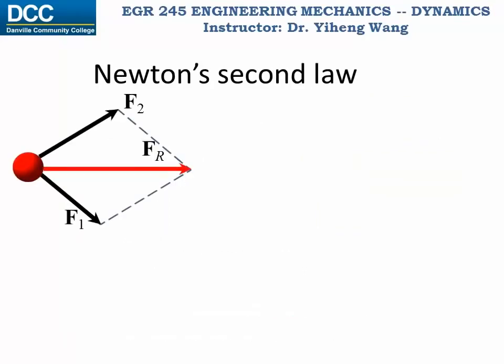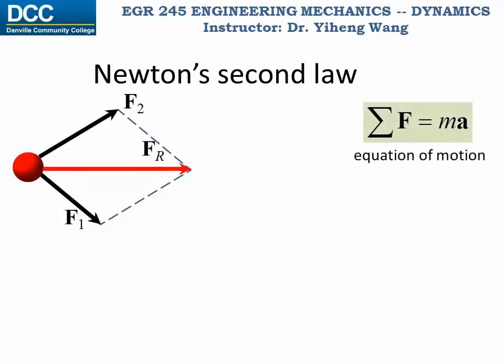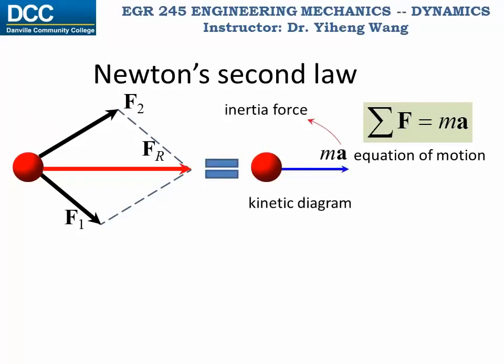But if the forces acting on the object have a non-zero resultant force, then the resultant force equals the mass of the object times acceleration. This is known as the equation of motion. It can be represented by a kinetic diagram, and the vector ma is called the inertia force, since it is, quote, equivalent, unquote, to a force vector. So it can be rewritten this way to show that acceleration is the result of unbalanced force.